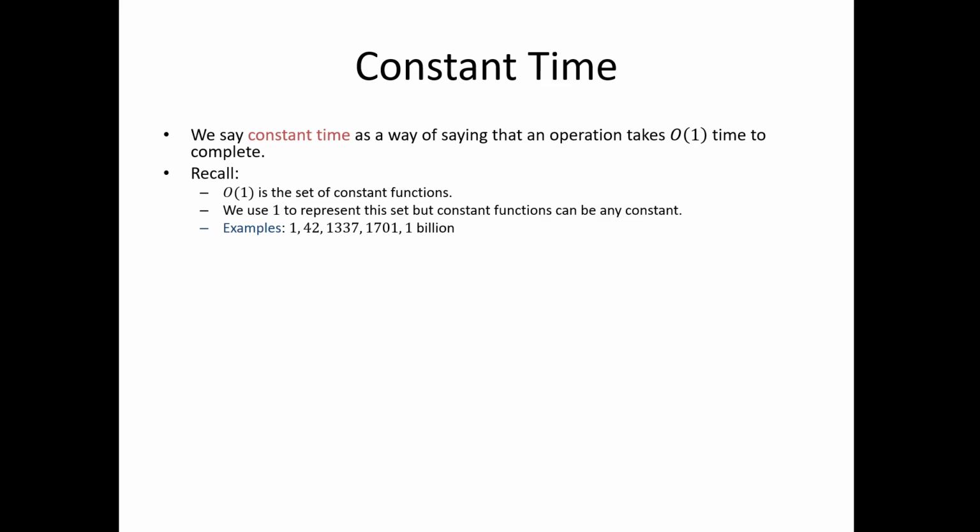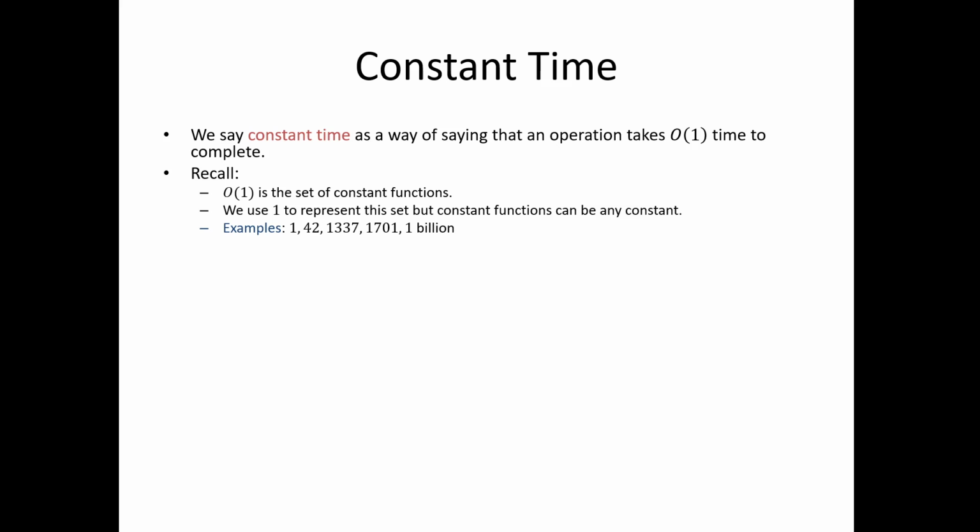Big O of 1 is the same as big O of 2, but we usually name it big O of 1. So 1 is a constant in this set, 42, 1337, 1701, 1 billion. These are all constants. I put 1 billion in there to remind us that even if a constant is quite big, it's still a constant. So if we have some function that takes 1 billion operations, but it takes 1 billion operations no matter how large the input is, then that's still a constant time operation.